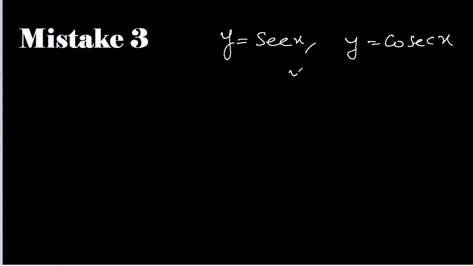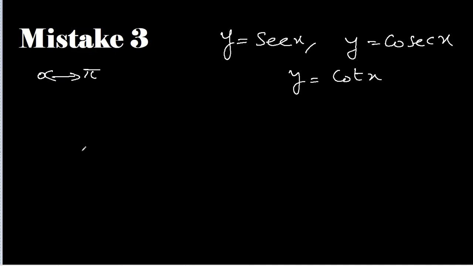Next is actually not a mistake, but yeah, because people do not remember how to draw the graph of y equal to secant x or y equal to cosecant x or y equal to cot x. They spend a lot of time in drawing it, whereas they ask you to just draw between 0 and say pi.